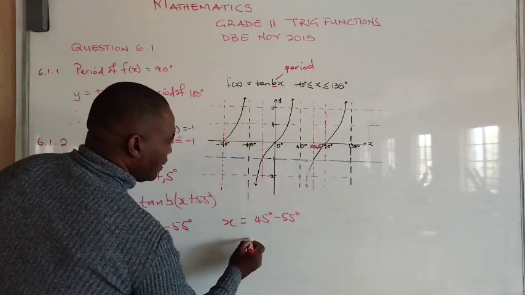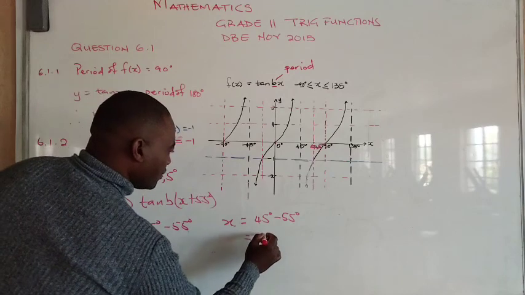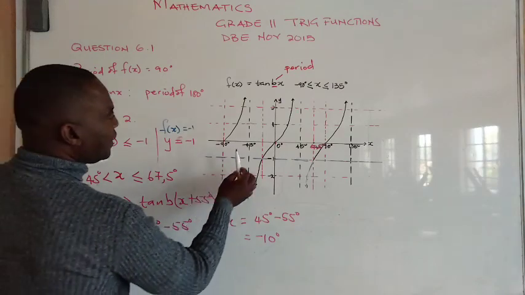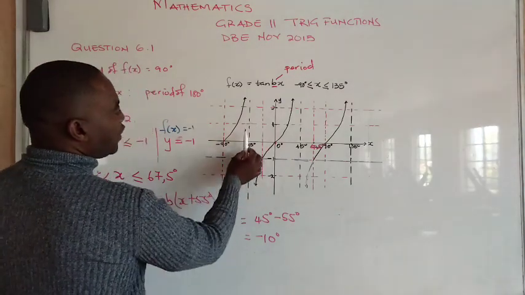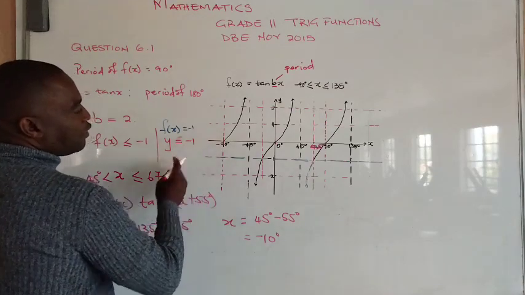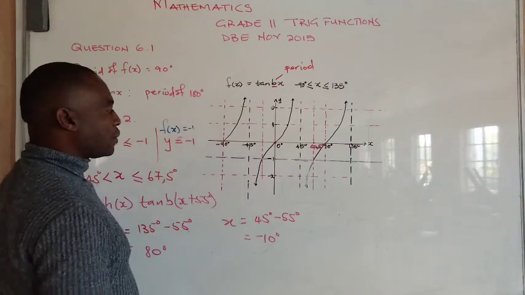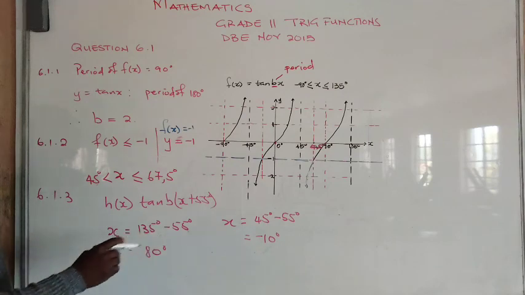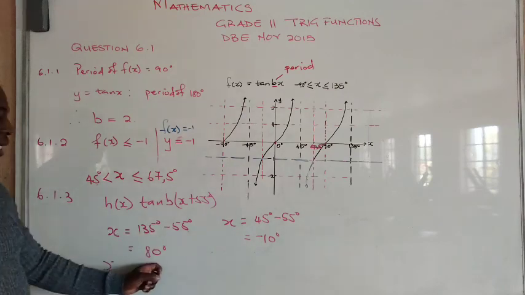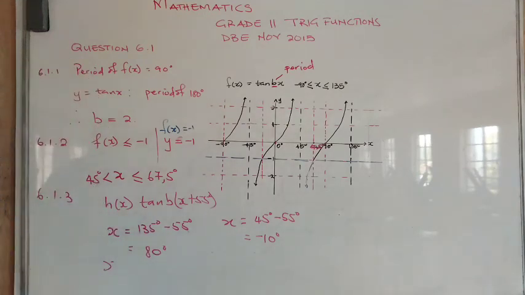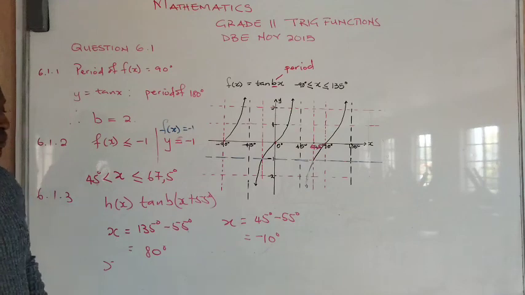55, which will give us -10 degrees. And then this one, if we subtract 55, it will give us -100, which is out of the interval. So we will not bother about this one. So the answers to 6.1.3 is x is equal to 80 degrees and x is equal to -10 degrees. All right, that's the end of 6.1. We will shortly look at 6.2.